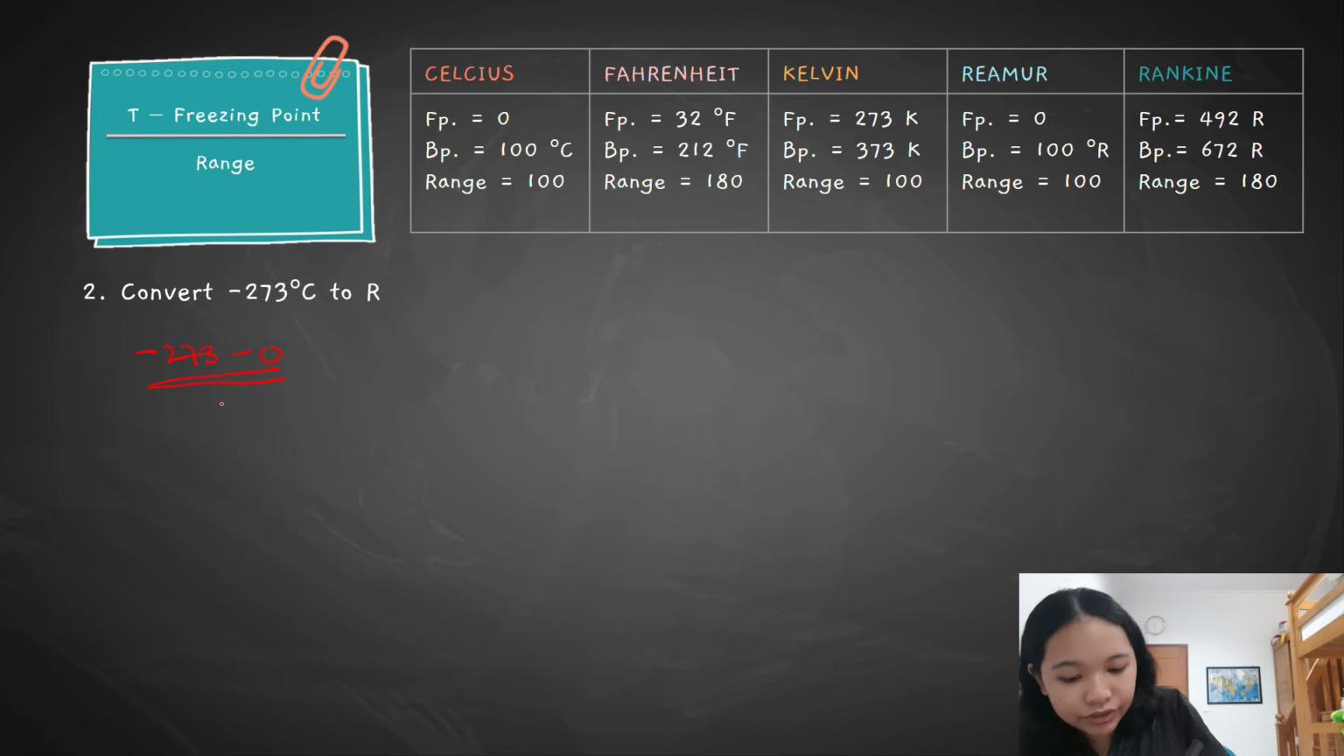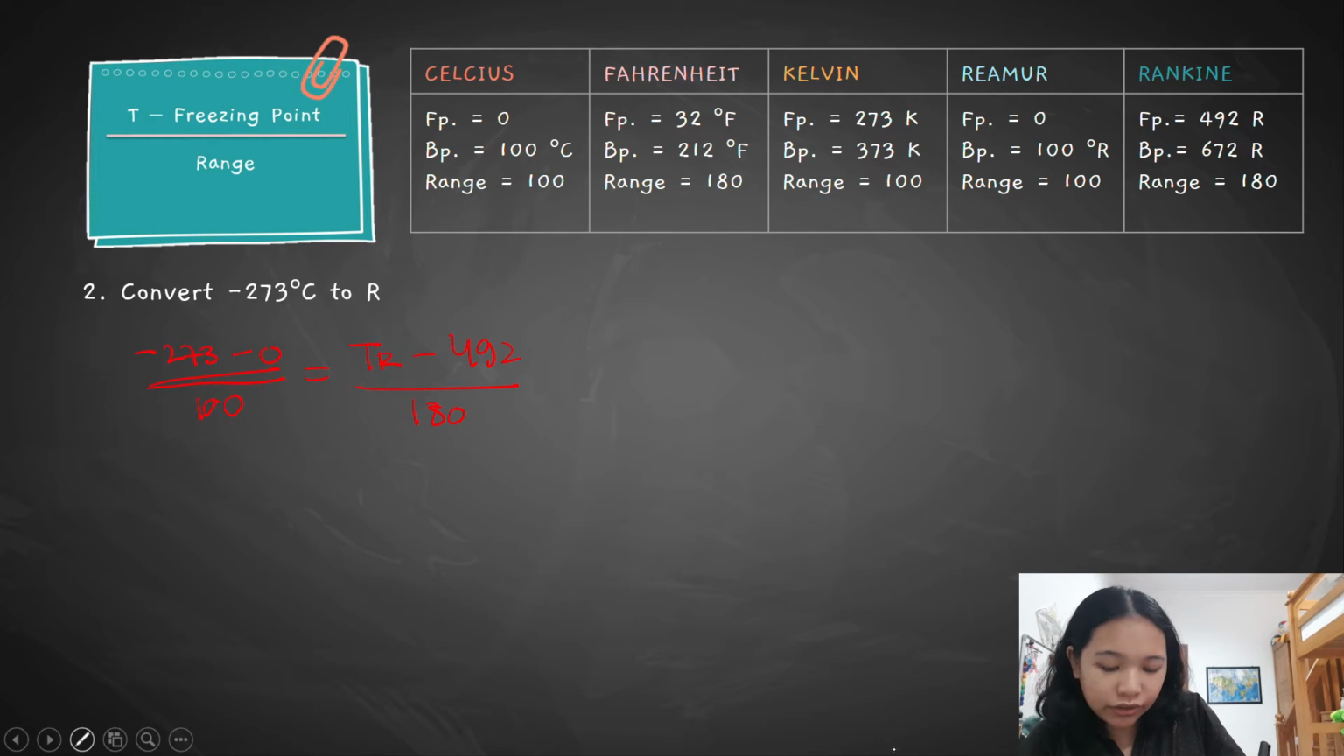And then the range is 100, equals to our temperature in Rankine, which is unknown. So we write temperature in Rankine minus the freezing point of Rankine, which is 492, over the range of Rankine, which is 180. So we can write the equation down to something like this: 180 times negative 273 equals 100 times (T_R minus 492).